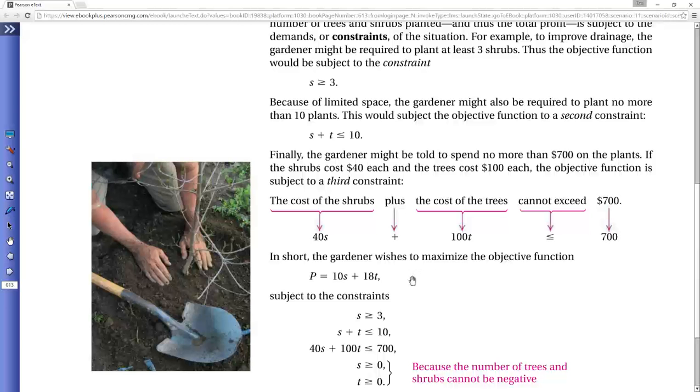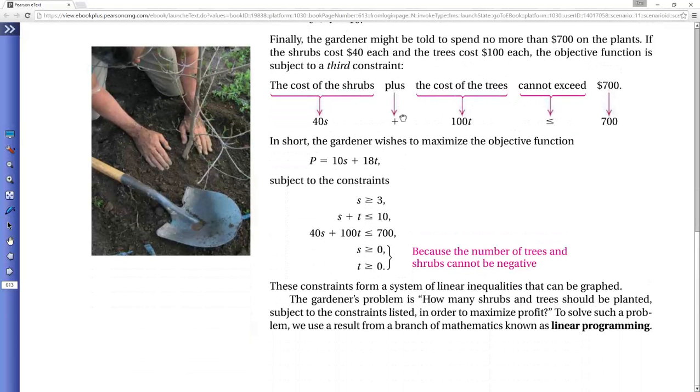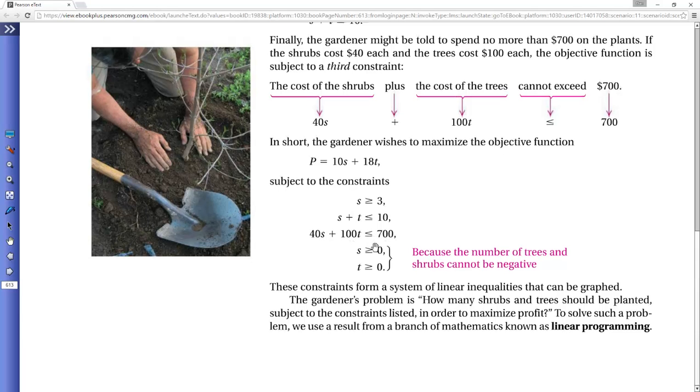In short, the gardener wishes to maximize the objective function, here it is profit, right? Going back to the original, profit is equal to $10 per shrub plus $18 per tree. But it's subject to these constraints. The number of shrubs has to be greater than or equal to 3. The number of shrubs and trees together needs to be less than or equal to 10. And the cost of shrubs and the cost of trees, summed up here, have to stay less than or equal to $700.